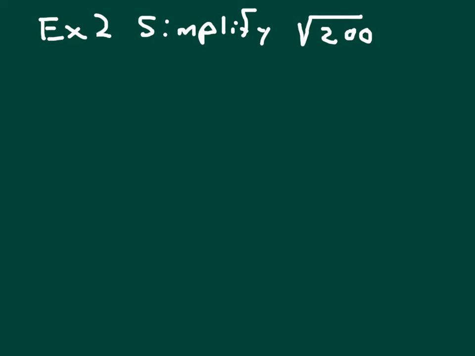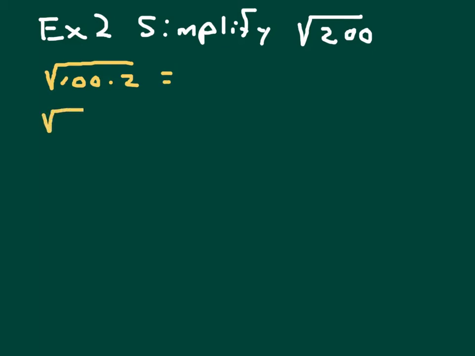Let's simplify the square root of 200. Now I'm going to show you a couple different ways on this one. First of all, it'd be nice if you can think of two factors of 200 where one of the factors is a perfect square, and you'd like to pick the biggest one. So, for example, I know that 100 times 2 would be two factors of 200, and certainly 100 is a perfect square.